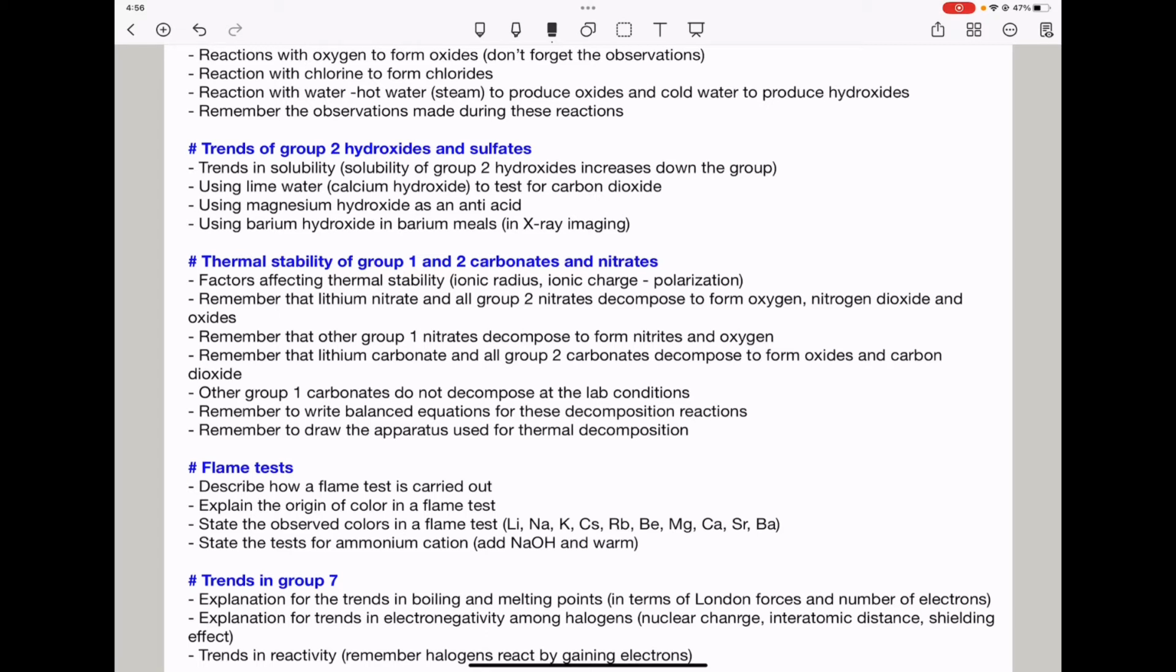Also, you need to remember that other group 1 nitrates, meaning not lithium nitrate, when they decompose, they form nitrites as well as oxygen. You need to remember that lithium carbonate and the other group 2 carbonates decompose to form oxides and carbon dioxide, while other group 1 carbonates do not decompose, at least at lab conditions. You need to remember to write balanced equations for these decomposition reactions, and you remember to draw the apparatus used for thermal decomposition. So position the test tube properly, and then the sample is going to be inside. There is a Bunsen flame, and then you have something you use to hold the test tube that can be well demonstrated. This is common in Unit 3.